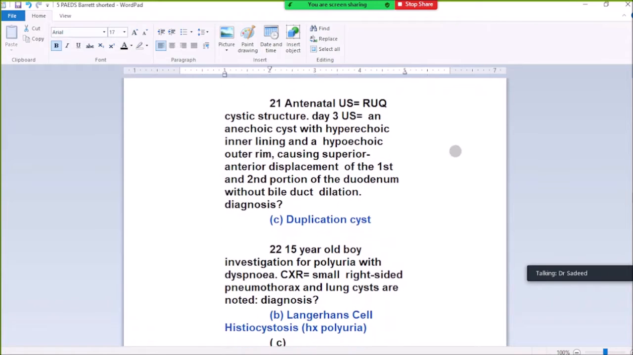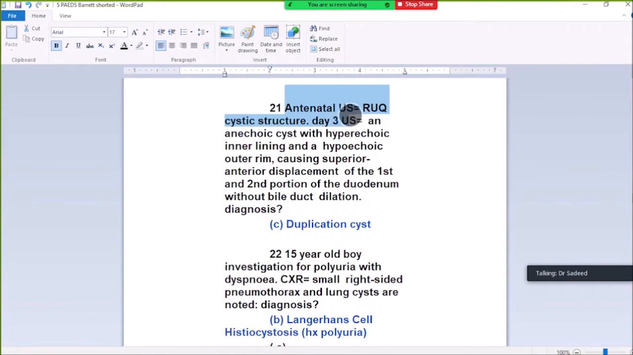Question number 21. Antenatal ultrasound shows a right upper quadrant cystic structure. Day 3 ultrasound shows an anechoic cyst with hypoechoic inner lining and hypoechoic outer rim causing superior anterior displacement of the first and second portion of the duodenum without requiring lung dilatation. Diagnosis: duplication cyst.